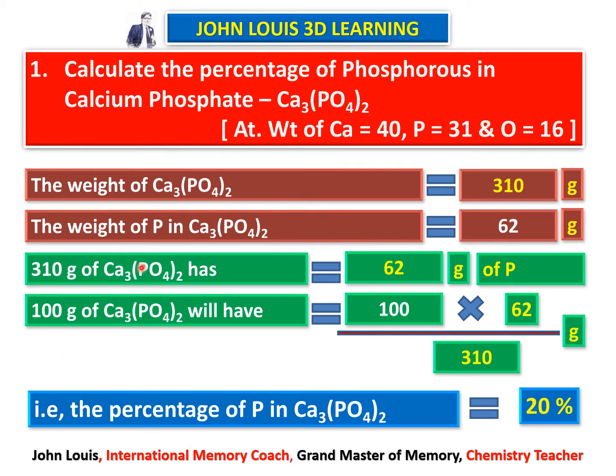Hope you understood this. First we need to find the molecular weight of the compound. Then what do we need to do? The total molecular weight is 310 grams here, out of which the weight of phosphorus alone is 62. For 310 the weight of phosphorus is 62. Therefore for 100, how much will it be? That will be the percentage of phosphorus. Hope you understood this one, and based on this we will do a few more sums.